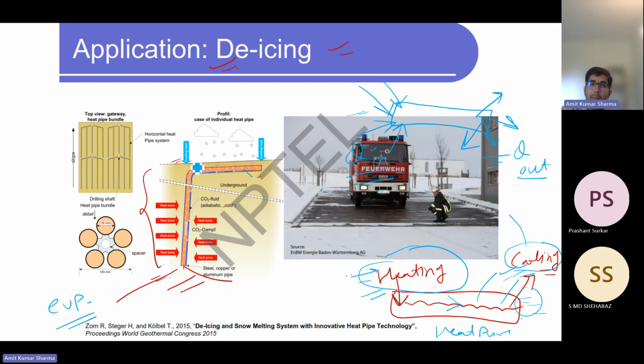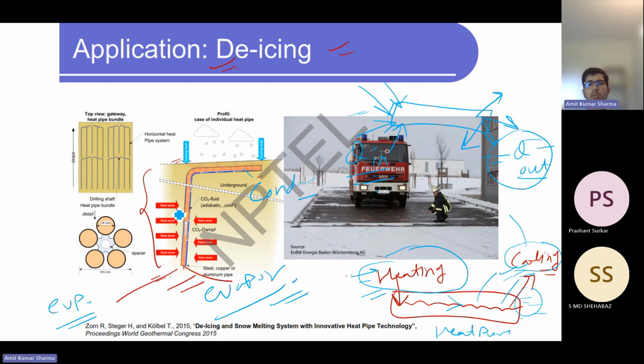So if you want to melt the ice, there should be heat available. So Q out should be there. Okay, because the heat will go from the heat pipe to the outside environment. That heat only will melt the ice. So this end should be the condenser, and this end should be the evaporator.